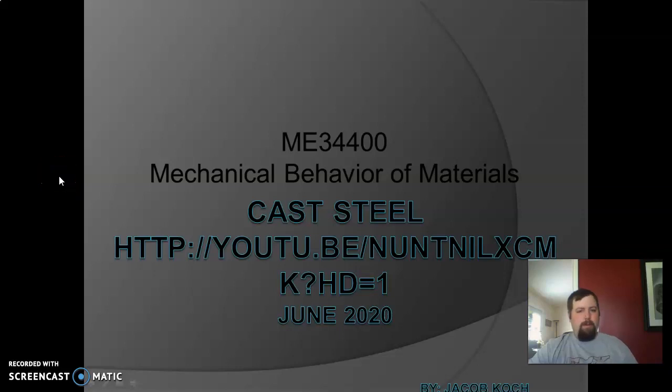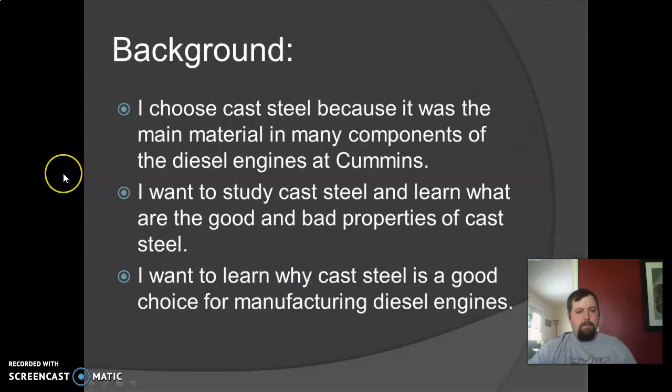Hello, I'm Jacob Cook, and this is my mechanical behavior of materials project, and for that I have chosen cast steel. The reason I chose cast steel is because it was the main material in many of the components of diesel engines at Cummins. I want to study cast steel and learn what are the good and bad properties of cast steel. I want to learn why cast steel is a good choice for manufacturing diesel engines.